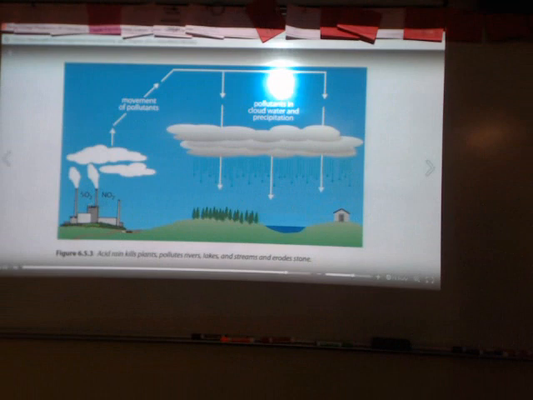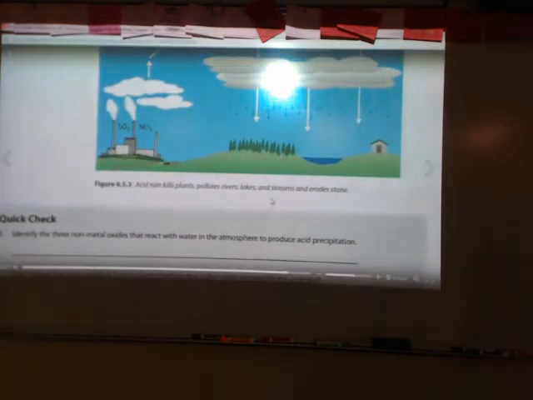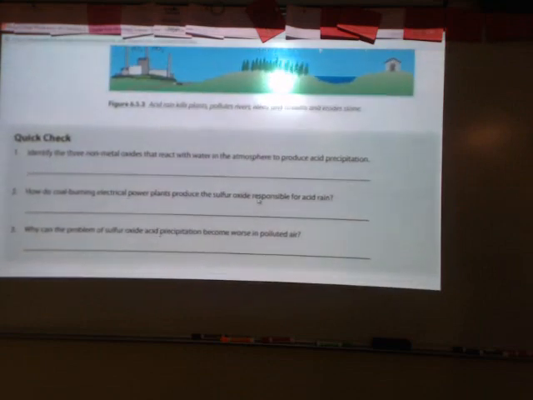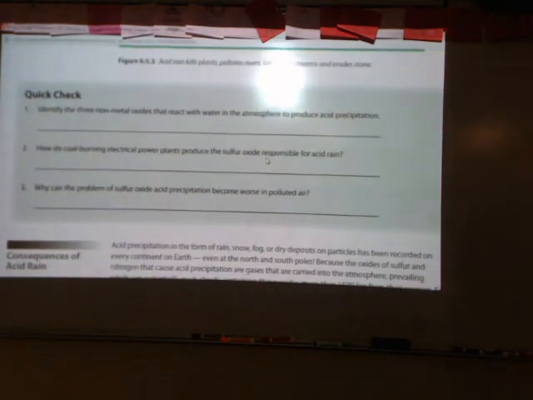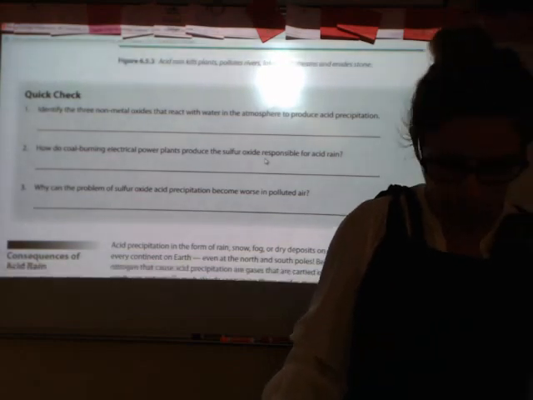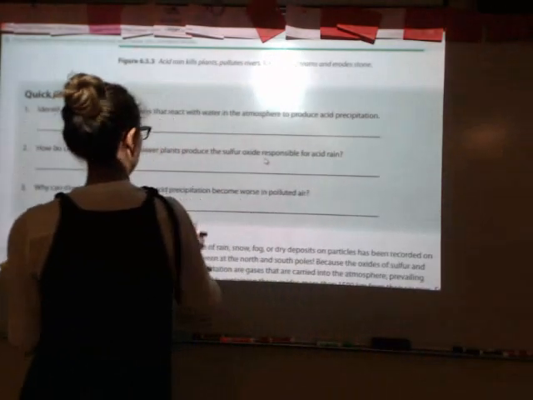You've got SO2 and NO2 coming out of this plant. The pollutants move through the atmosphere and then into the cloud water, and then it rains down, and it kind of destroys plants, animals, pollutes rivers, streams, and it can erode stone. Let's take a look at the quick check. Identify the 3 non-metal oxides that react with water in the atmosphere to produce acid rain.